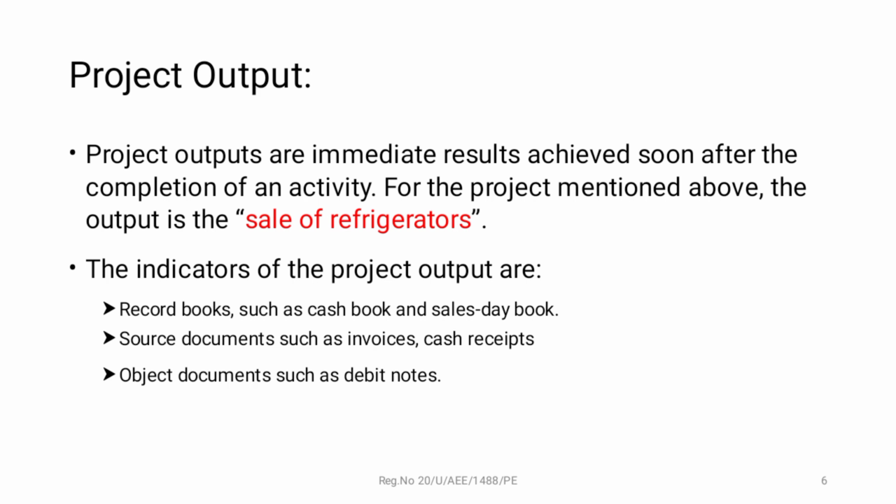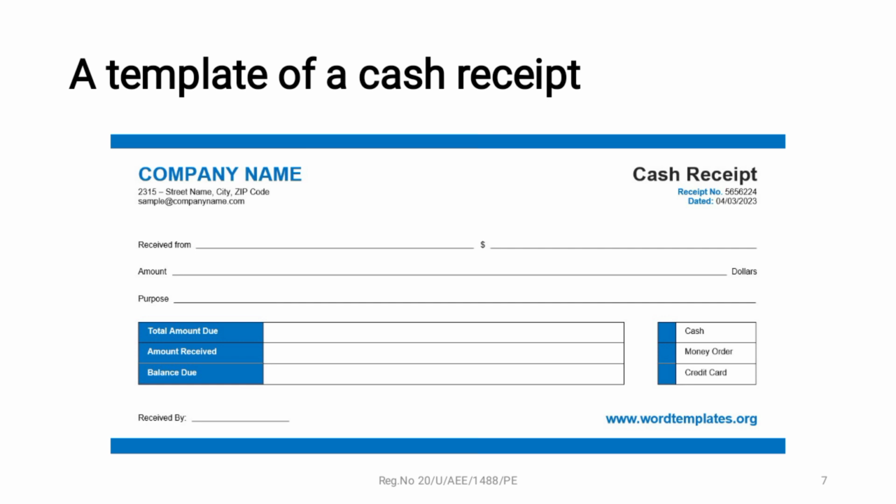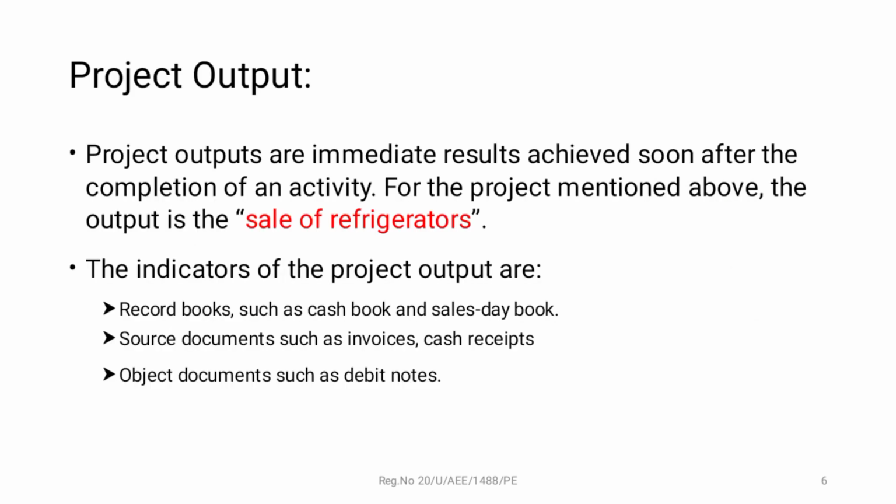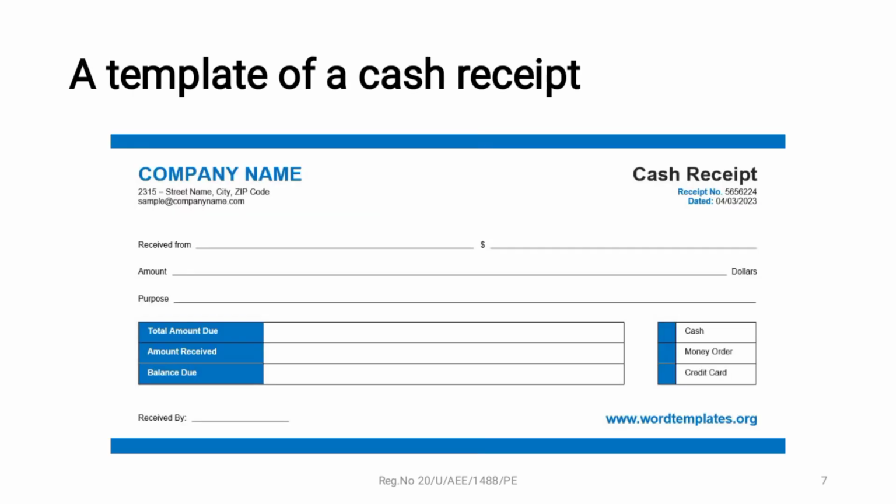made, depending on the time period or time frame, such as the cash book, sales day book. Another indicator that shows that there was a sale of refrigerators is the source documents. The source documents are documents that evidence that there was a sale of refrigerators. For example, invoices, cash receipts, and I have a template presented showing a cash receipt, which shows the amount, the purpose, the amount received.